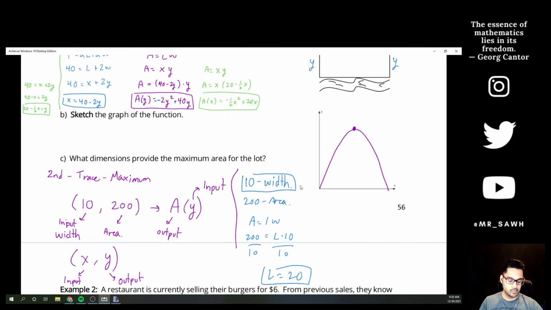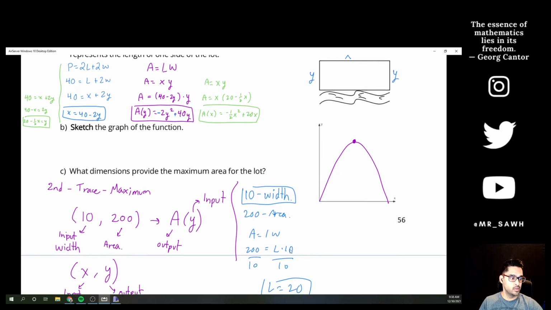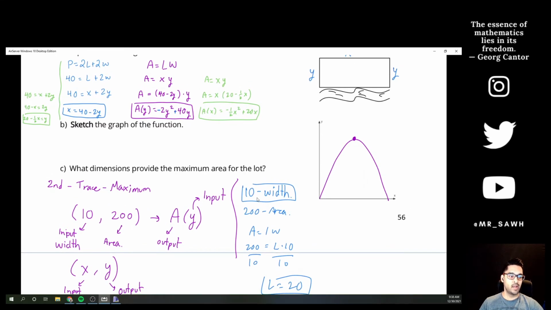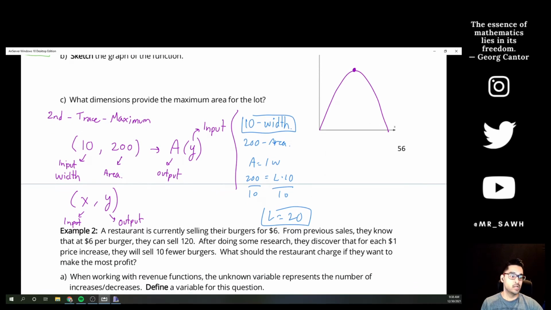Because if I look back at this original shape, that original rectangle, I had one length of x, which is 20. I had two lengths of y, which are 10. And if I add those up, my perimeter is 40. So this does work, and this is the biggest possible rectangle I can make. It'll have an area of 200.